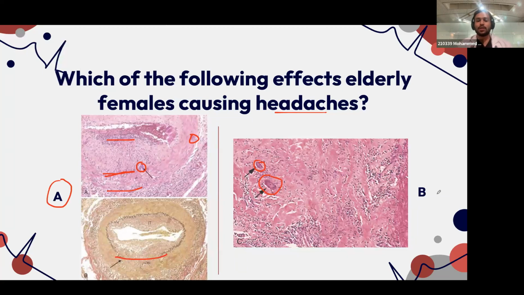Now, how do you differentiate them clinically? Which one happens in elderly females? You guys answered it here. It happens in giant cell. Young females of Asian descent, it happens more in Takayasu. Now, clinically, they will be very different. Which one will affect the branches of the external carotid artery? A or B?